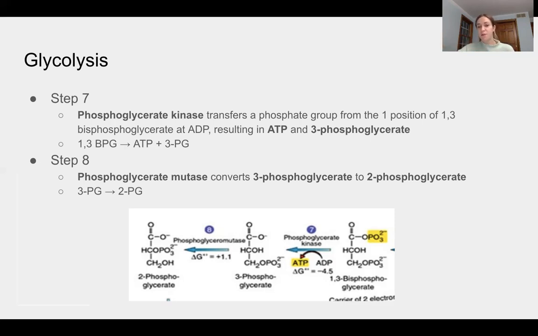Not sure if that helps or makes things more complicated, but being able to picture the movement of that phosphate can help you remember that at least this is a step where we're producing ATP, because we're losing a phosphate. So that phosphate has to go somewhere.